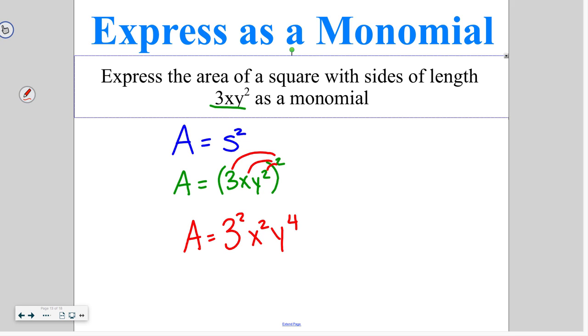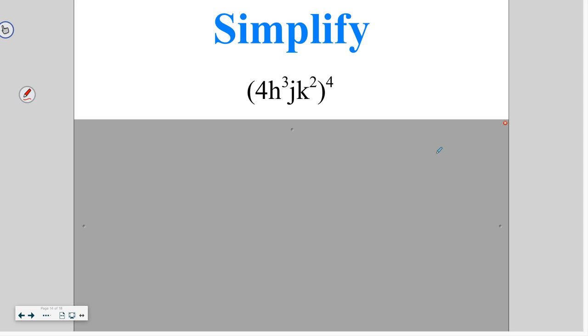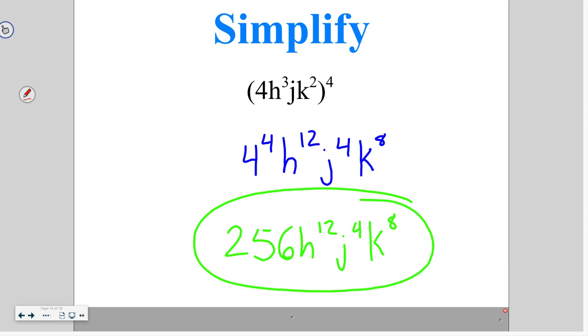If I wanted to go ahead and finish simplifying, I could say a is equal to 9x squared, y to the 4th. So I can solve that actual numerical part of the problem. Go ahead and try this one on your own, distributing the exponent to each piece. So I've got 4 to the 4th, h to the 12th, j to the 4th, and k to the 8th. If you finish that simplification, you have 256 h to the 12th, j to the 4th, k to the 8th. If you have questions about that, please let me know when you get to class.